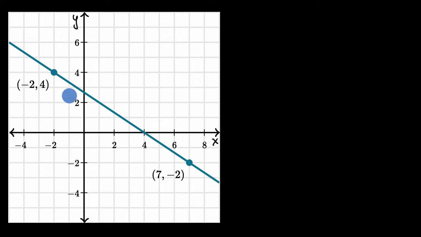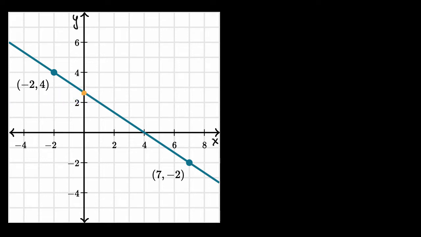So when we just eyeball it over here, we can see that the y-intercept, which is where the line intersects the y-axis, is right about there. It's between 2 and 3. But we don't know what it is exactly, so we're going to have to do a little bit of algebra.